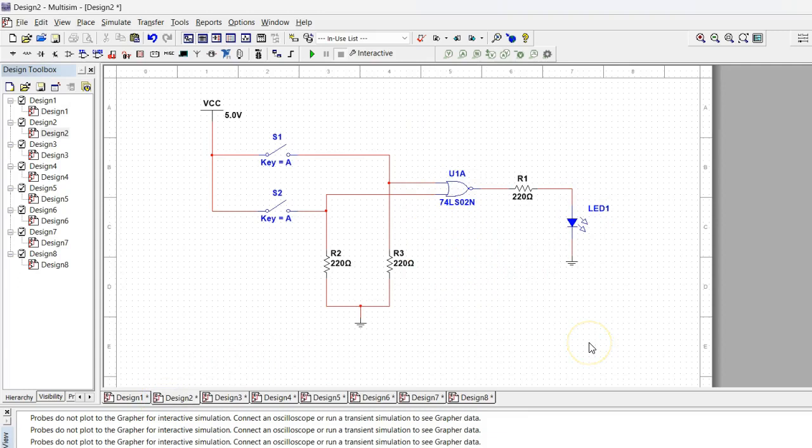And in the second part, we change the NAND gate to a NOR gate. So the logic is: if the input is 0 and 0, the output will be 1 and the LED will be on. And if the input is 10, 01, or 11, the output will all be 0 and the light will be off.